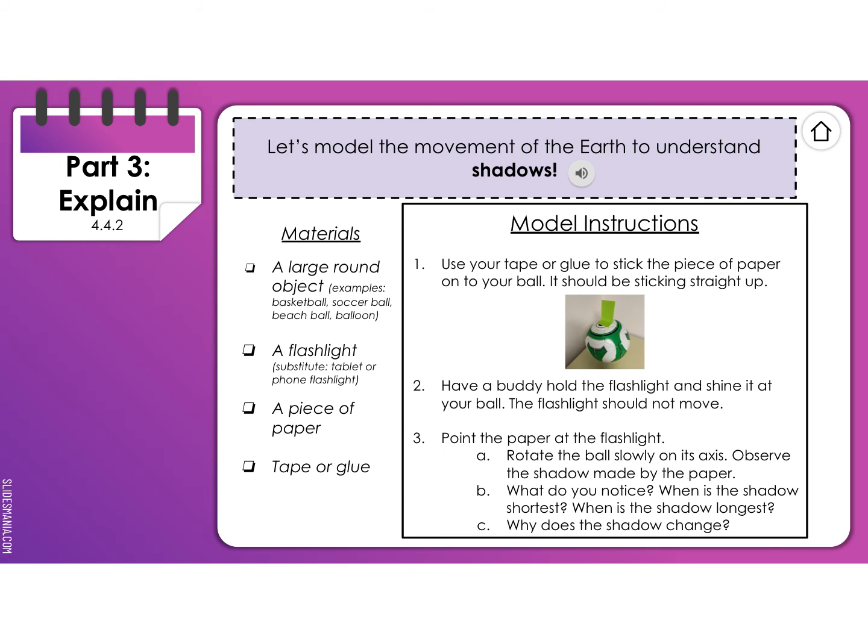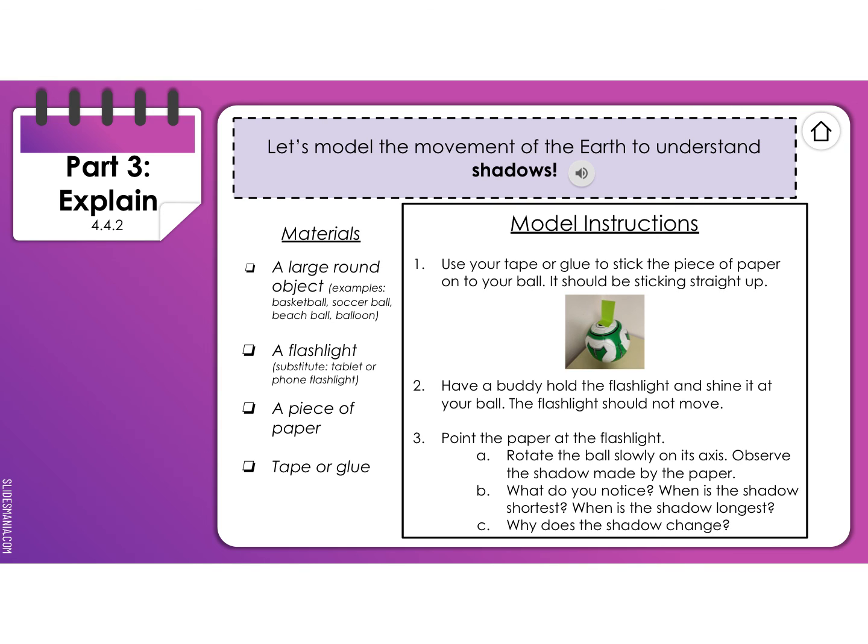And then the last thing you're going to do, if you have these things at home, is you're going to get maybe a soccer ball or a basketball, some kind of ball, and a flashlight, and a piece of paper that you're going to tape onto your ball. And that piece of paper should be sticking straight up, just like the picture that is there. And see if you can have someone hold the flashlight and shine it at your ball. And that flashlight needs to not move, but your ball is going to move.